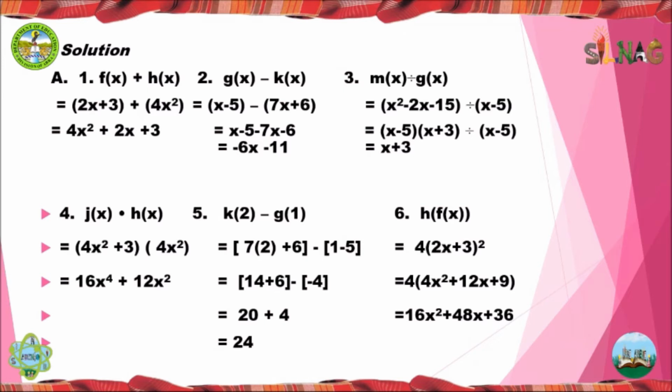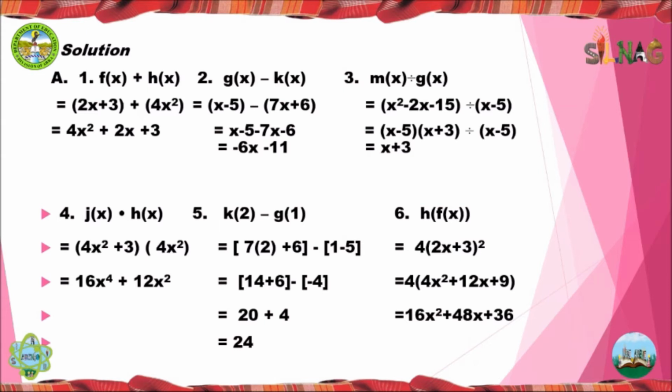But if we treat the given as rational algebraic expressions, we are going to factor x squared minus 2x minus 15 as x minus 5 and x plus 3 over x minus 5. So we can cancel x minus 5 and x minus 5. So what is left now is x plus 3 over 1, or simply x plus 3.